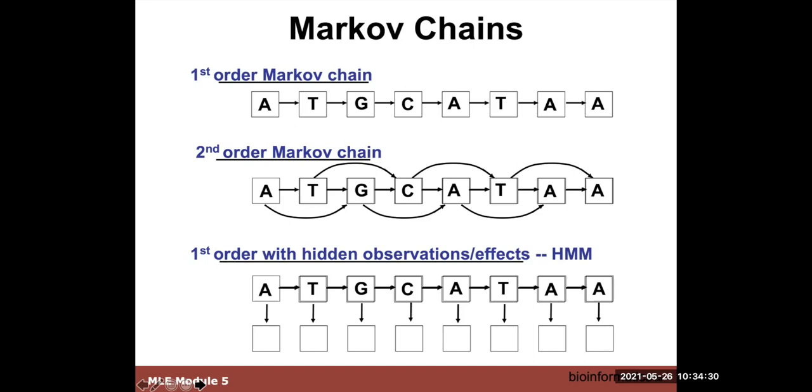Now, a Markov chain becomes a hidden Markov chain when we have the observable sequence, A, T, G, C, A, T, A there, but then we have these other boxes, which are hidden effects or hidden observations that influence things. So it's sort of the puppeteer behind the curtain, or the sound effects from behind the curtain that influence those sequences. We know that amino acid sequences, or even base sequences, are not entirely influenced by the preceding base. They're influenced by other effects. There's the invisible hand of evolution that is guiding that, and to some extent, that's what these hidden effects have to do.